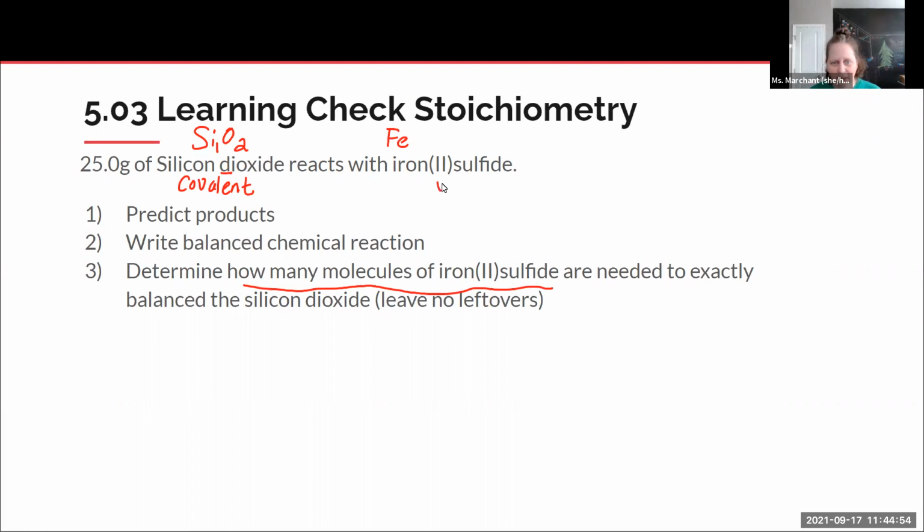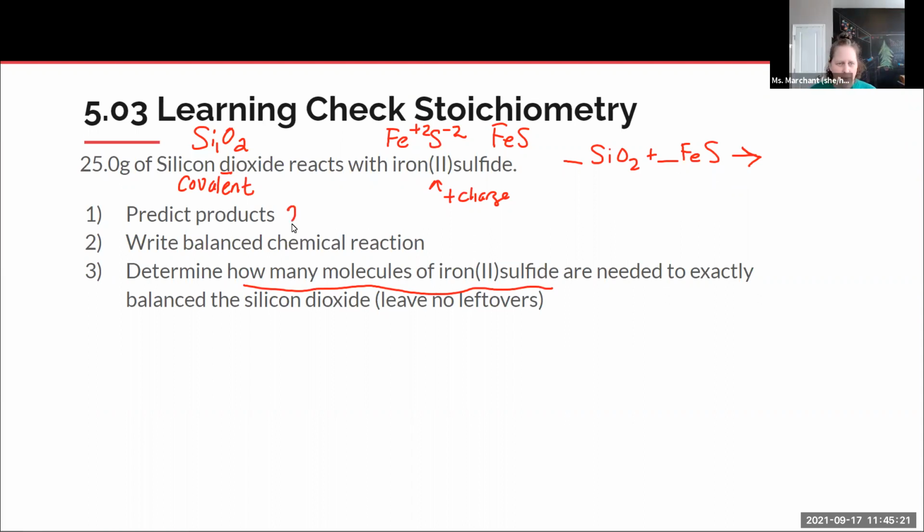Remember that iron, when we see that Roman numeral, that means a positive charge. Transition metals need Roman numerals. And sulfur is a -2, so that's FeS. So those are our two reactants. SiO2 reacts with FeS to yield what? I don't know. Well, first I've got to figure out what type of reaction it is before I predict products.